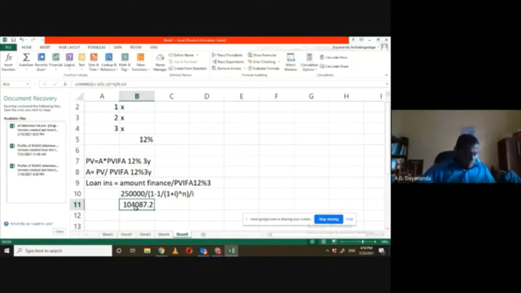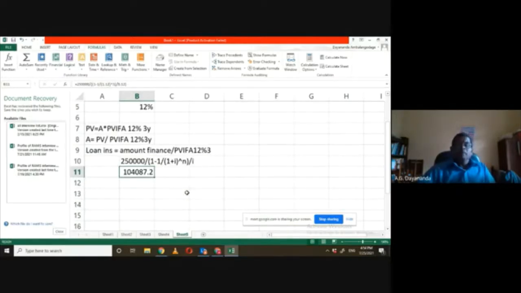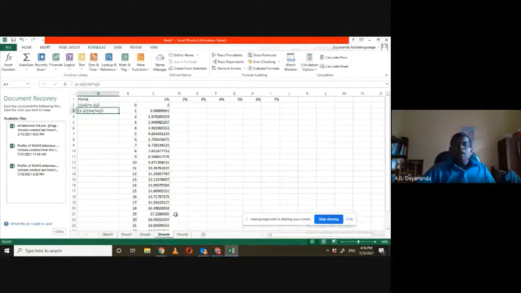The loan installment is 1,04,087. So what I can do is, we have the schedule for 1%. Shall I make it for 12%, the same table? Make it 12%.